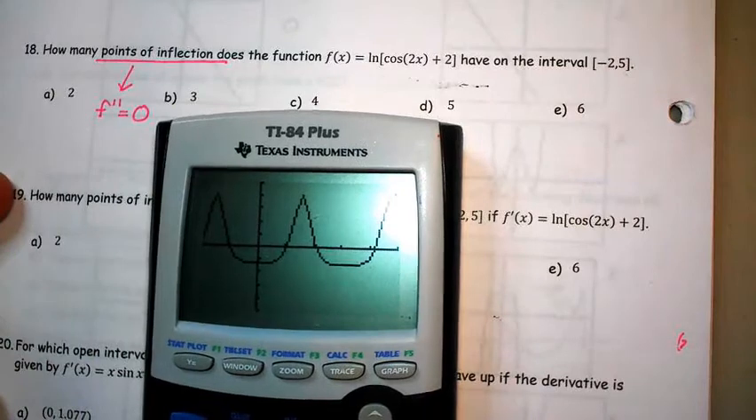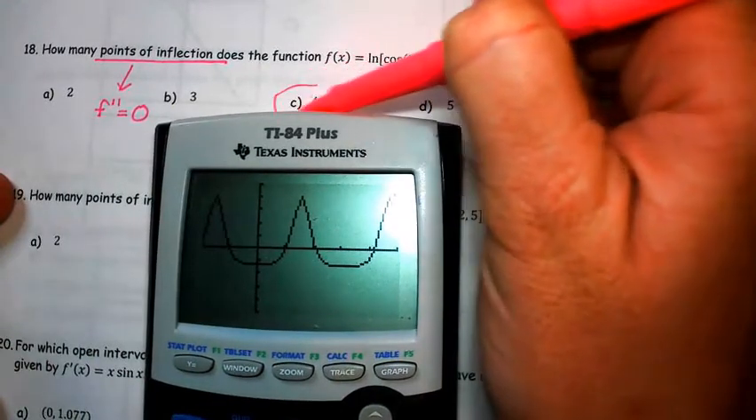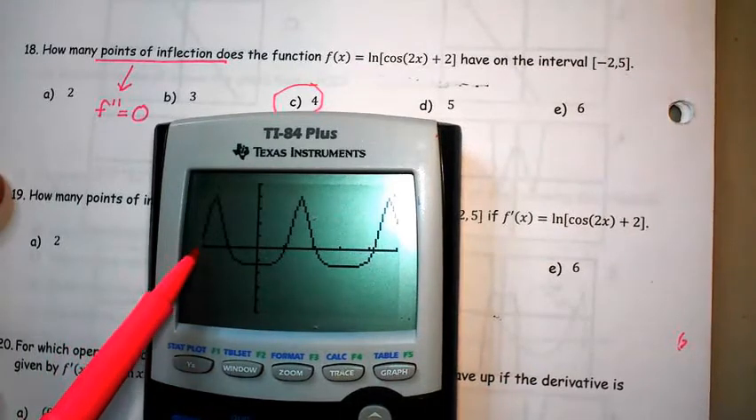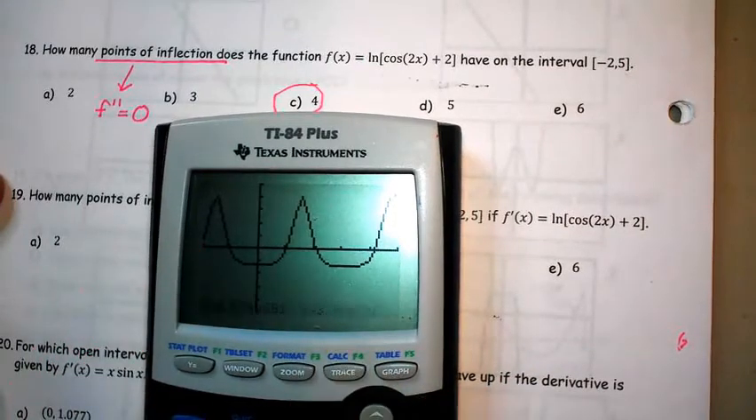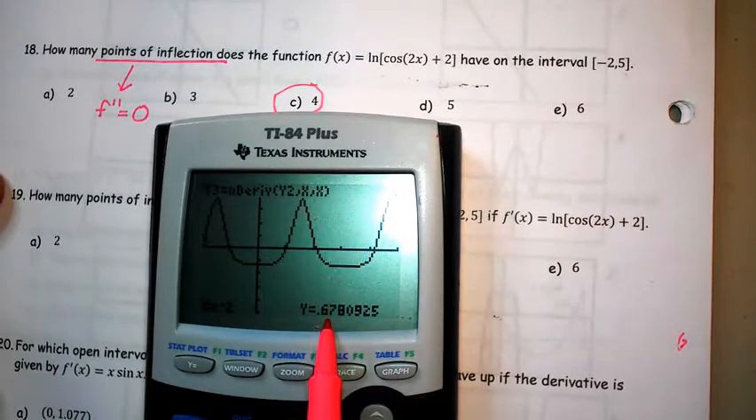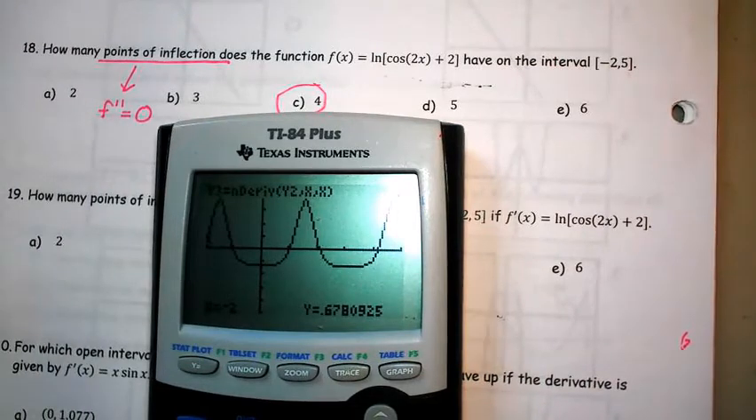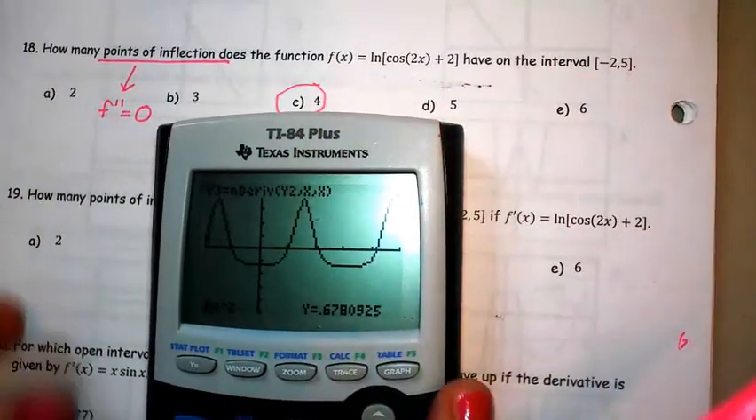So I'm counting 4 separate times, and so my answer is going to be C. Some of you might be asking, well, what's happening over here at -2? If I tried it out, -2, it's actually positive. Okay, it's not 0. And even if it was 0, it has to cross. So that's not going to work.